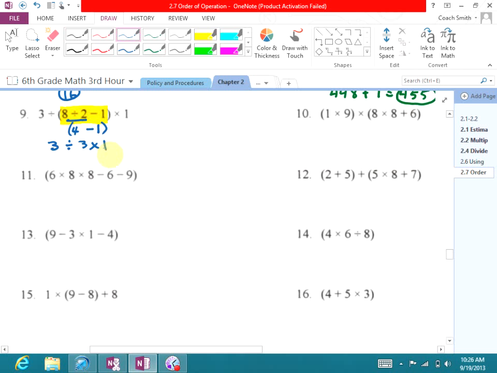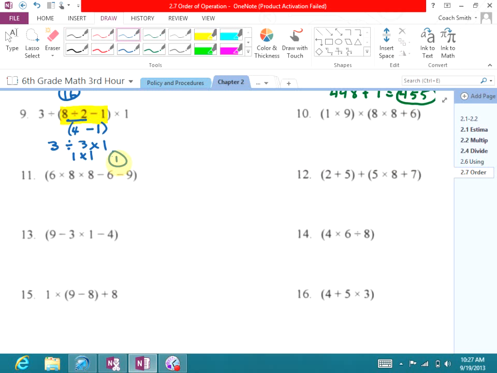So as I move from left to right, this is where the multiplication or division comes into play. Okay? So 3 divided by 3 times 1, what do I do first? Zach? Okay, 3 divided by 3, which is 1, times 1, which is 1. Okay? So, in number 10, what am I going to do first in number 10?